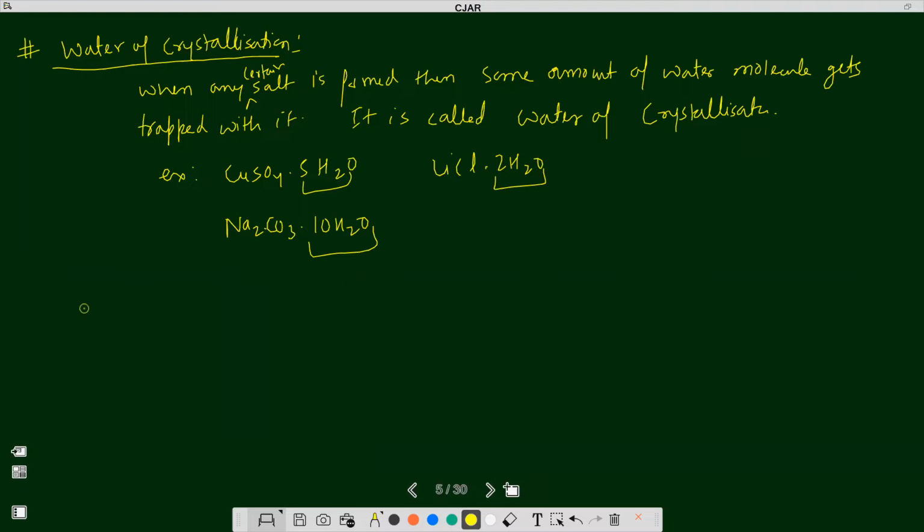How will you detect whether the salt has water of crystallization or not? We will heat it, sir. To check water of crystallization, we heat the salt. If any water evaporates, then there must be water of crystallization. Understood?